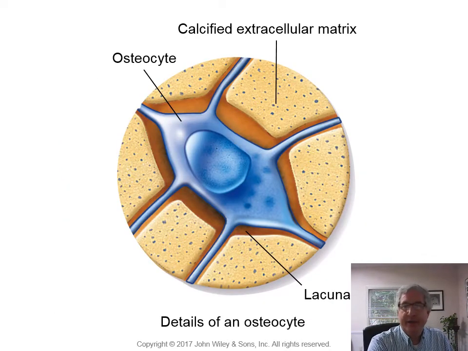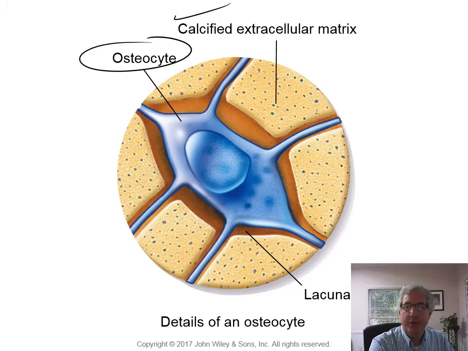Here's an osteocyte in its lacuna. So this is the calcified extracellular matrix. Here's your osteocyte there. That's the nucleus. Nucleus here. Okay. And it's reaching out in these little canaliculi, reaching out towards that central canal. And this is the lacuna here.